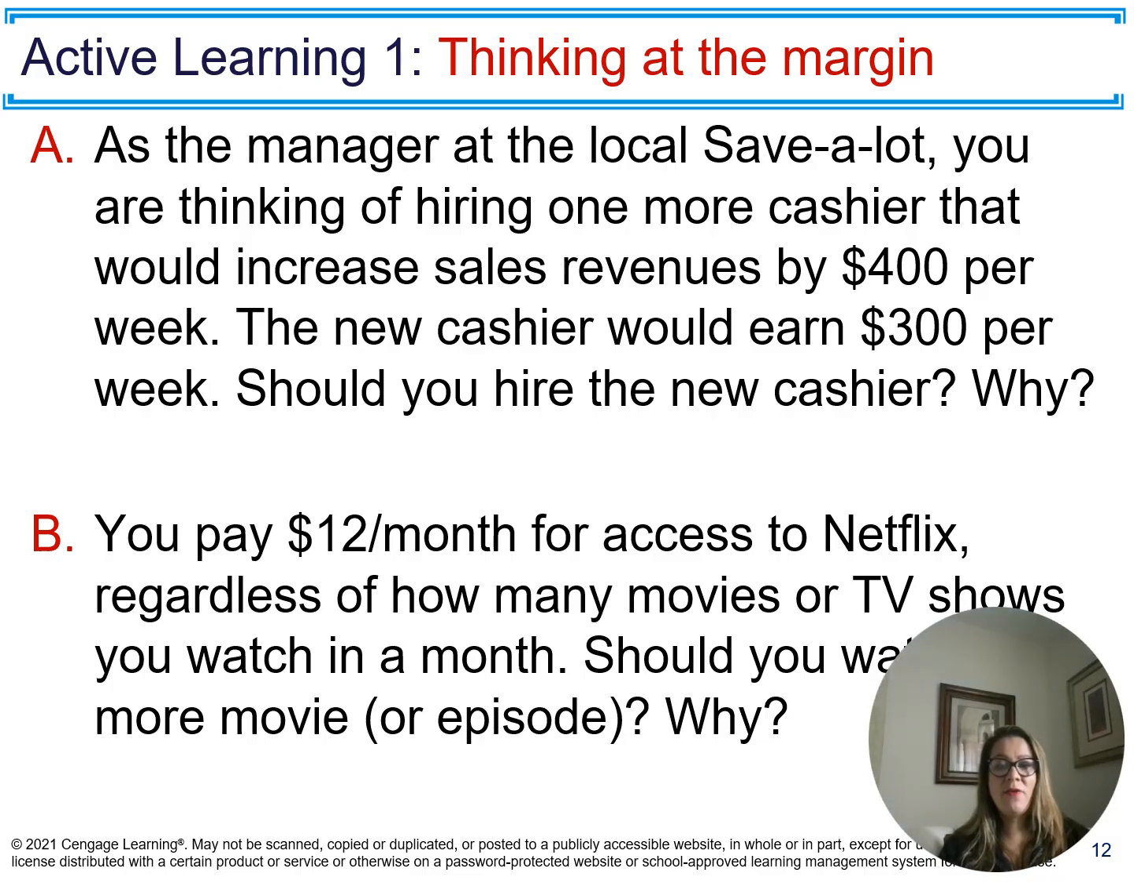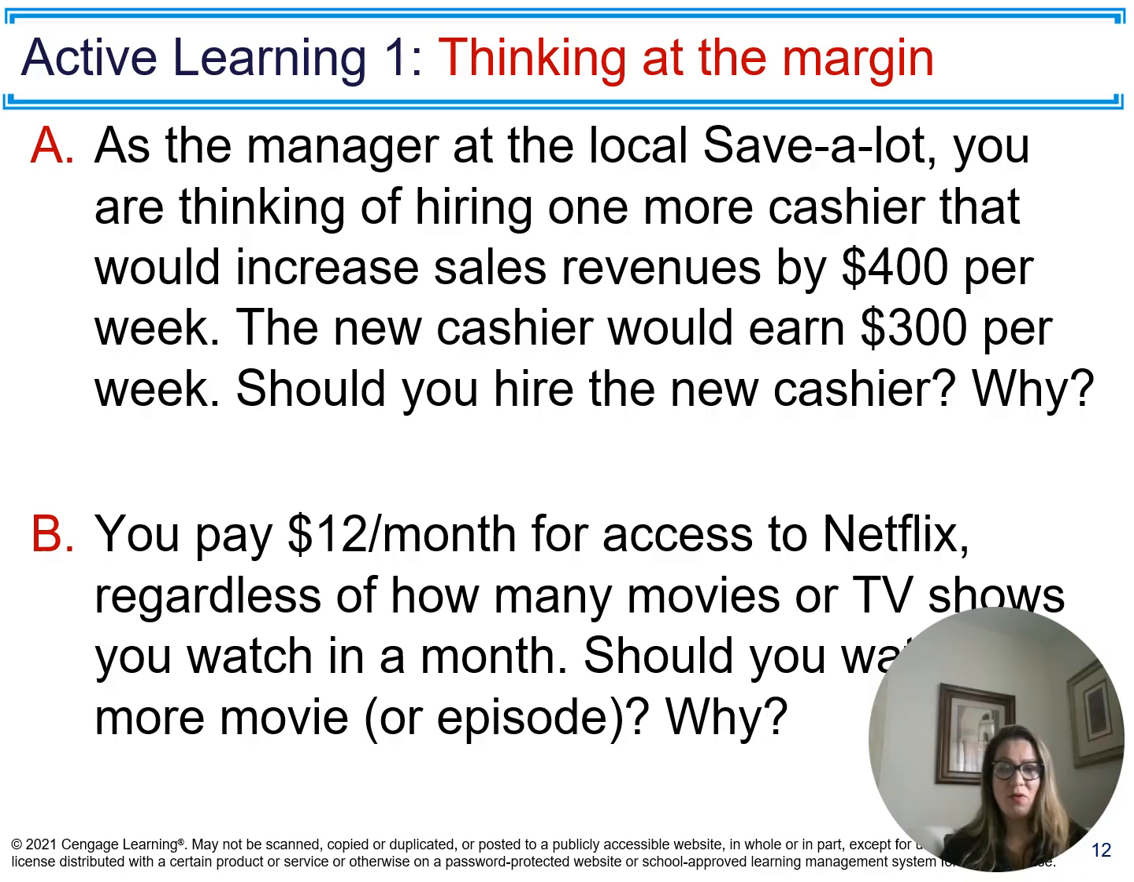Okay. Now let's read the second example. It says you pay $12 a month for access to Netflix, regardless of how many movies or TV shows you watch in a month. Should you watch one more movie or episode and why, right? Well, the marginal benefit of watching one more episode is the satisfaction, the fun, the time off, everything else that you're getting from watching this extra movie or extra show. And the marginal cost is zero, right?